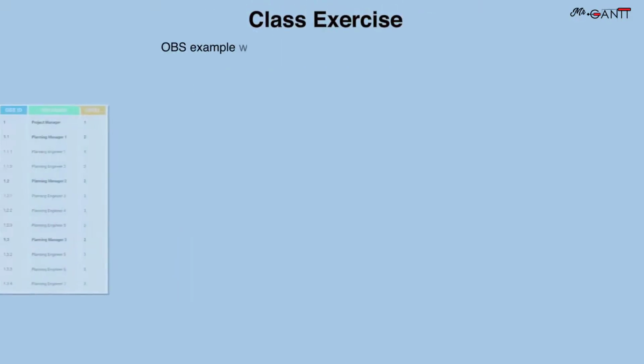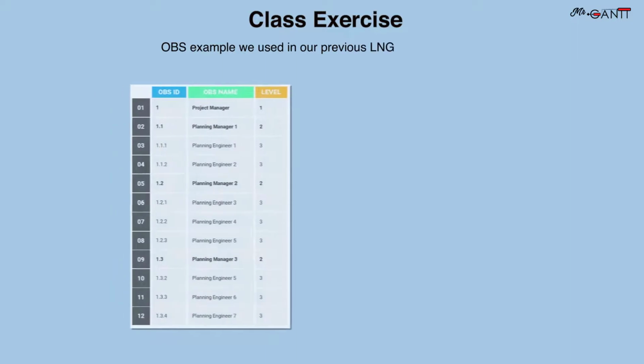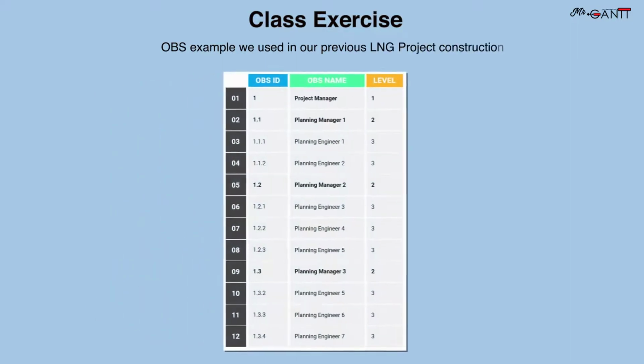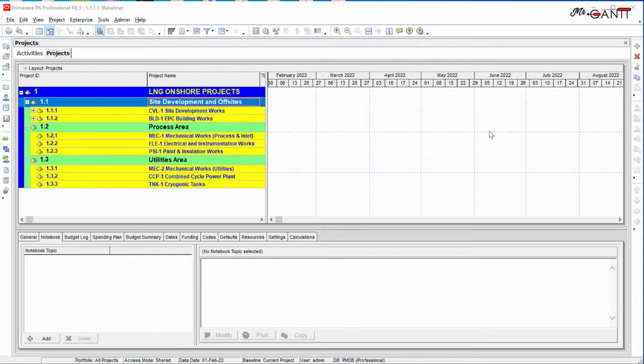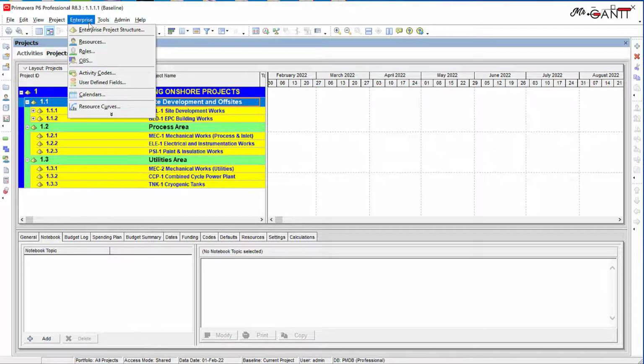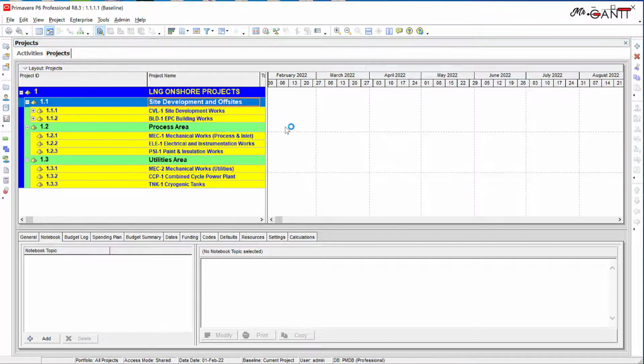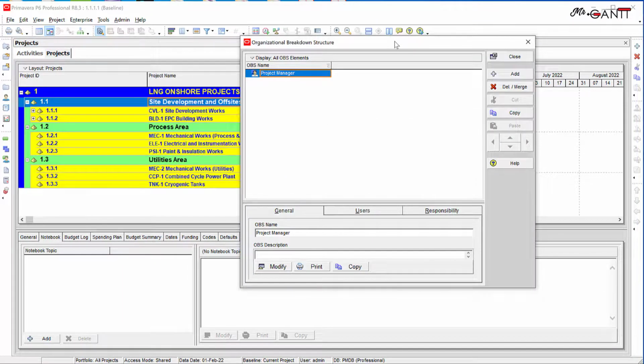Let's go now to our class exercise. This is an OBS example we used in our previous LNG project construction. Let's go now to P6 to do the exercise. Let's go to Enterprise, then OBS. The OBS dialog box appears.